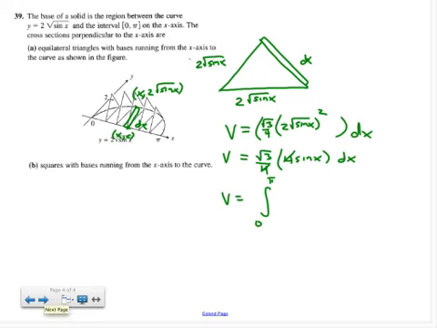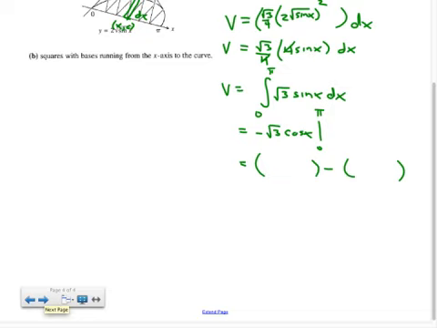So we have the square root of 3 times the sine of x dx, the antiderivative of which is going to be negative square root of 3 cosine x from 0 to pi, 2 big parentheses with subtraction sign. So we have negative square root of 3 times the cosine of pi, and that gives us square root of 3, minus negative square root of 3 times the cosine of 0, so negative square root of 3, so overall we get a volume of 2 times the square root of 3.